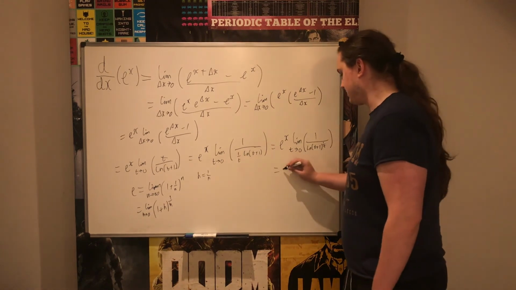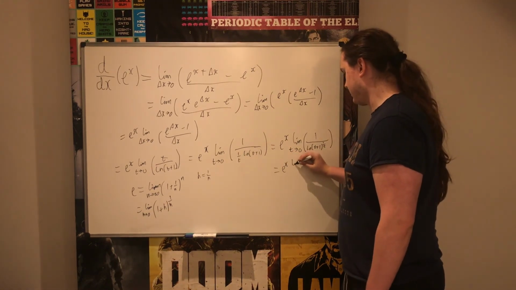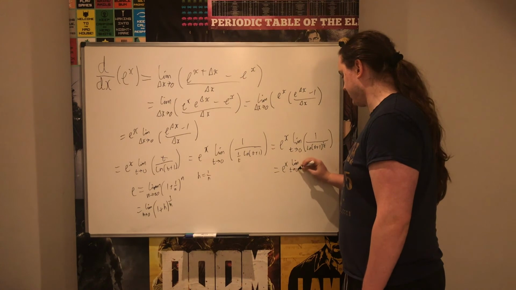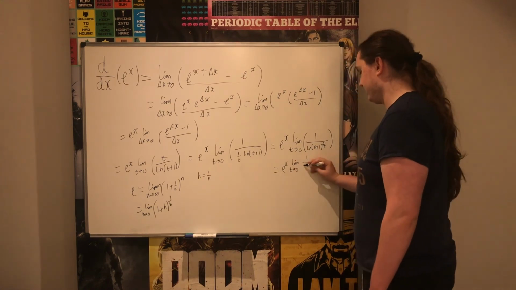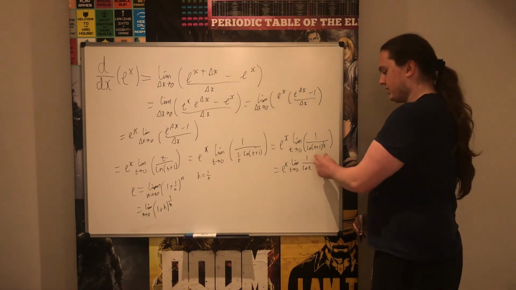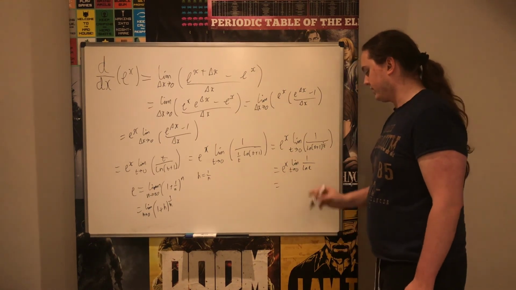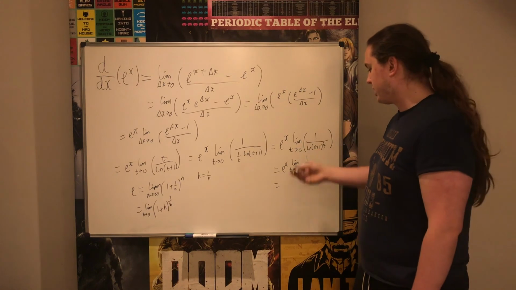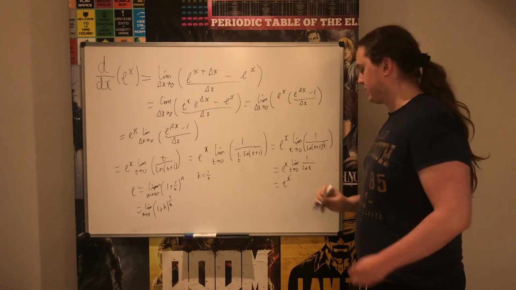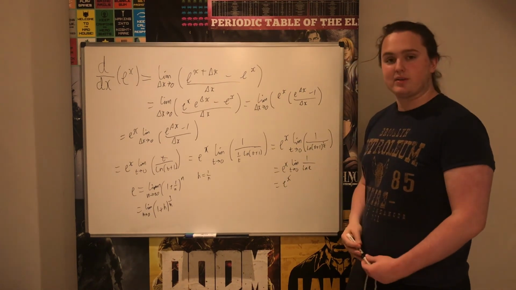And so this becomes e to the x times the limit as t approaches 0 of 1 over ln of e, because this thing here will just become e. Now ln of e is 1, 1 over 1 is 1, and so this just becomes e to the x. And we're done.